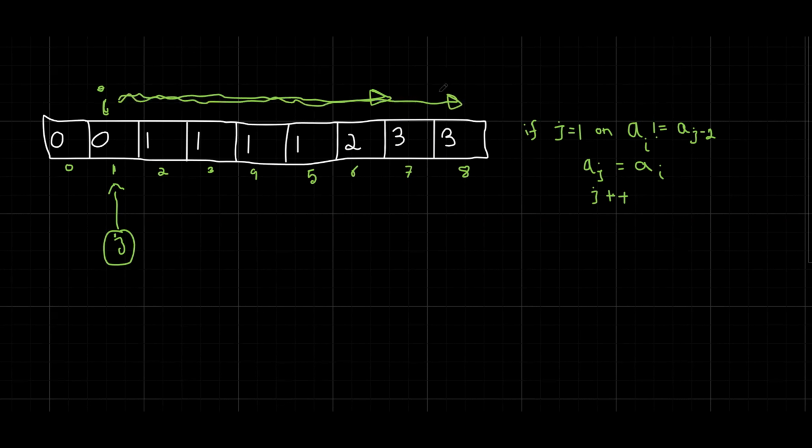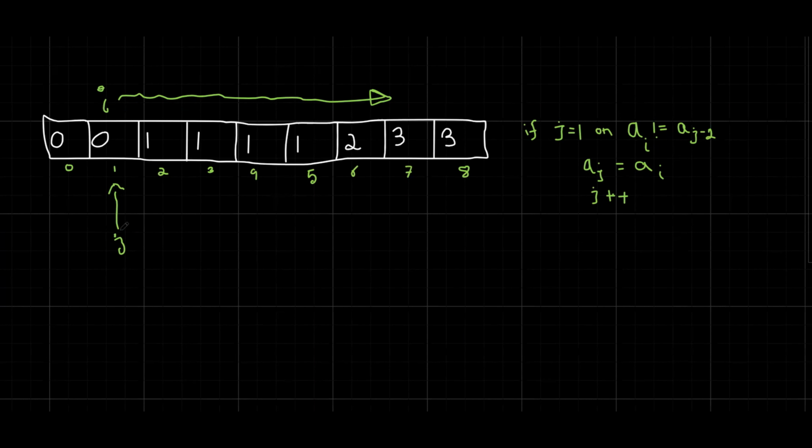And the algorithm is: for each element i, we have to check whether the value of j is equal to 1 or not, or the value of a[i] is not equal to the value of a[j minus 2]. If it is, then we have to put a[i] into a[j] and increase the value of j. This is the plain algorithm. This might seem difficult right now, but I will explain it here.